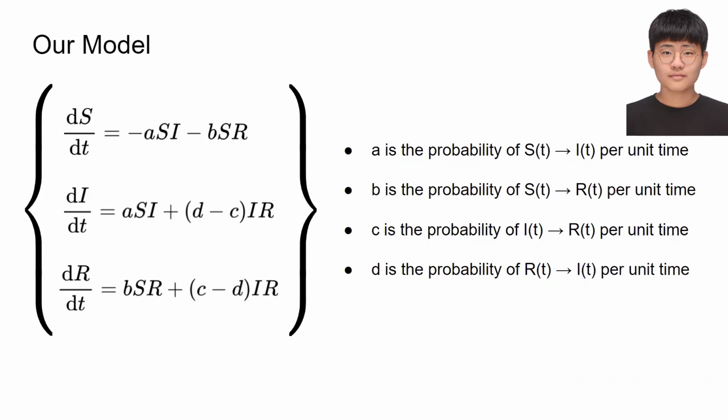Accordingly, we have set dI/dt to equal ASI plus (D minus C)IR. The ASI comes from the population pulled from S to I, and (D minus C)IR describes the exchange between I and R. Similarly, for dR/dt, we set it equal to BSR plus (C minus D)IR, the difference being that BSR describes the population pulled from S(t) to R(t), and (C minus D)IR is the negative version of the term seen in dI/dt.